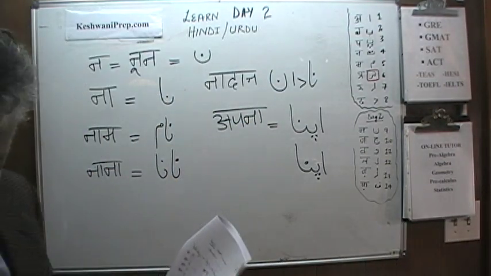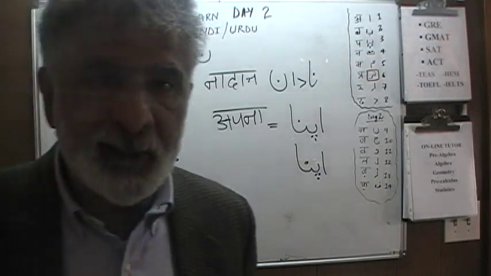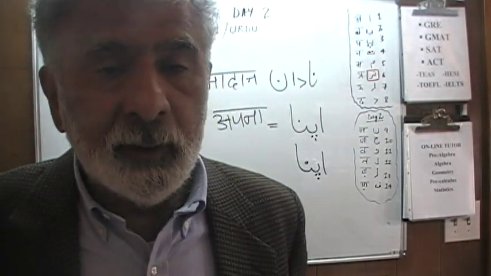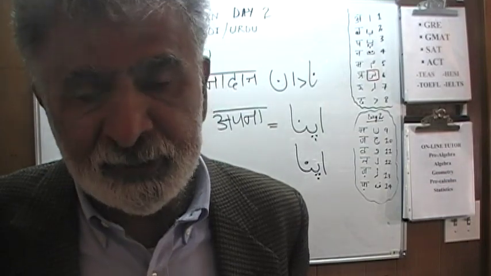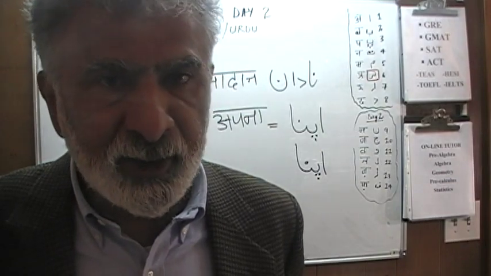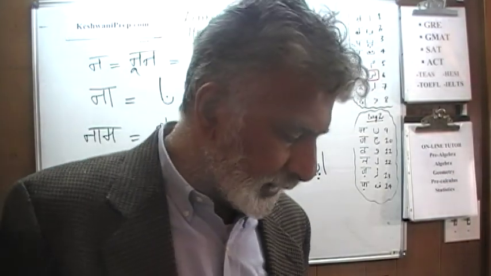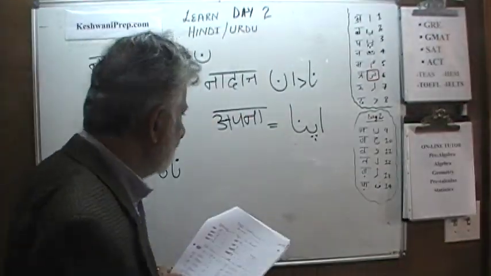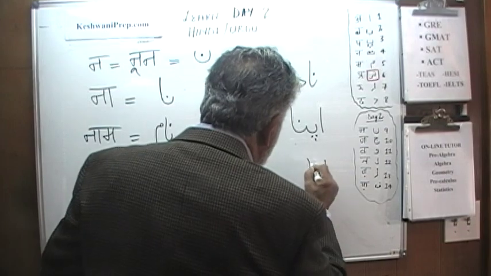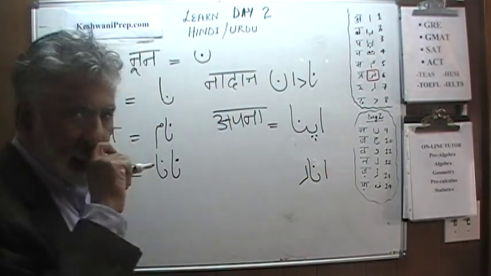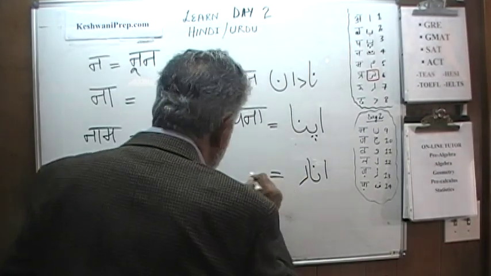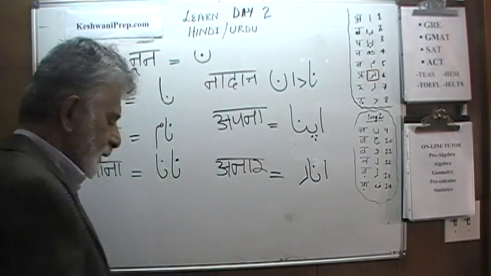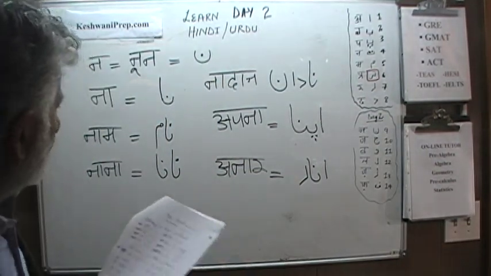There's a word that I just thought of, but we can't write it. The word that's coming to my mind right now is sapna. Sapna is dream. But we can't write sapna because we don't know how to write Sa. We have not learned how to write the letter S in Hindi or Urdu. We'll get to that when the time comes. Here's another one. A-na-r. Anar. Anar is a fruit. Let's do one more.